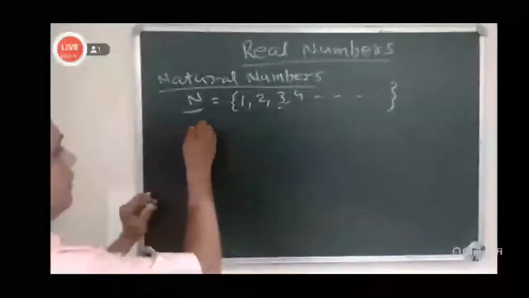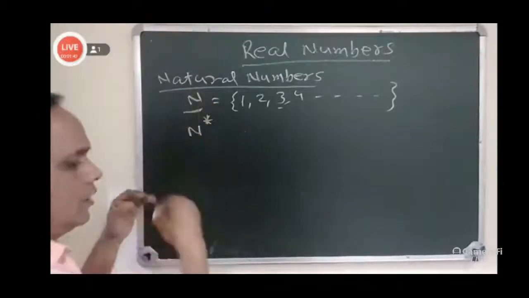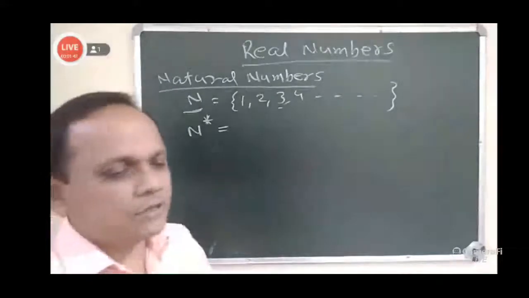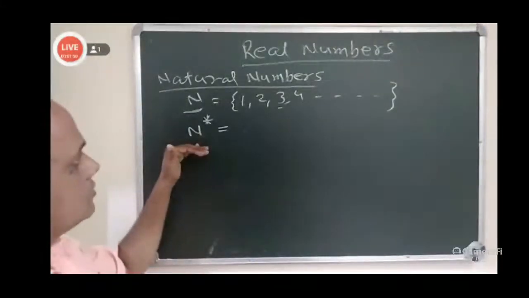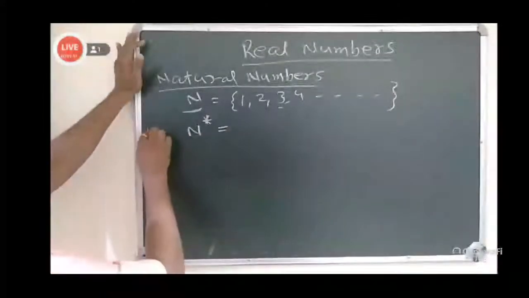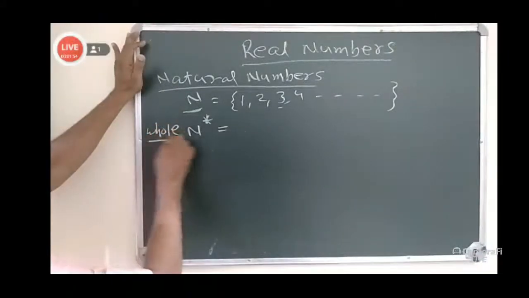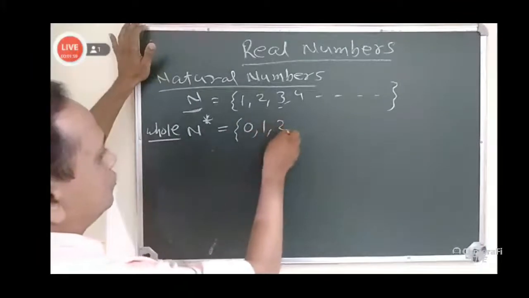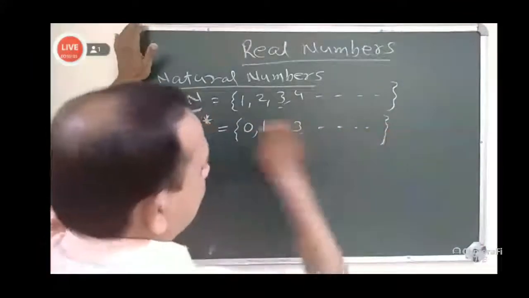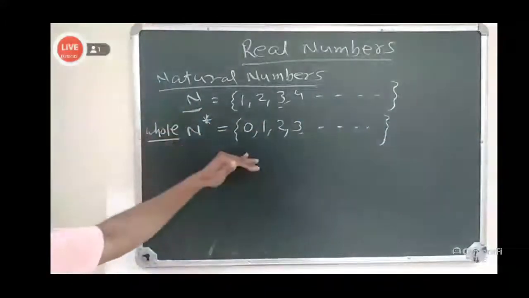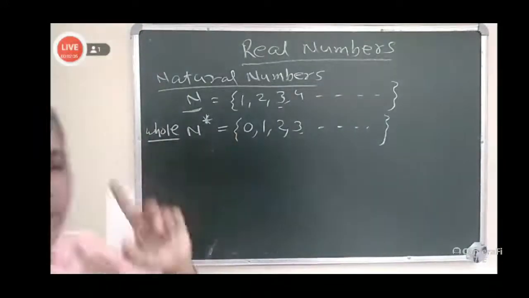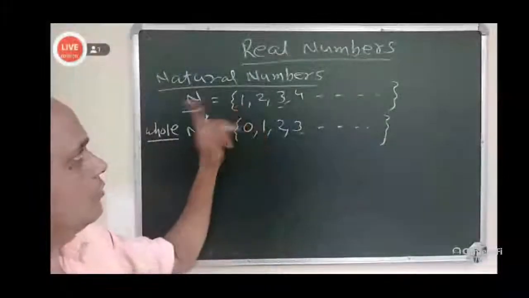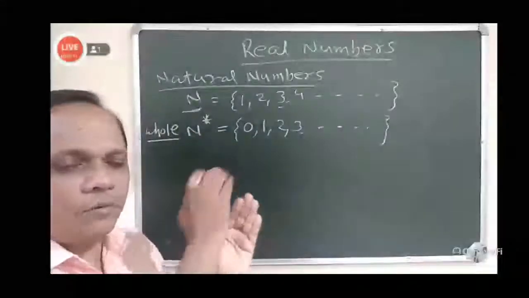Whole numbers have many symbols, many authors use different symbols. So that is called the whole numbers. First is natural numbers, then second is whole numbers. Whole numbers start with 0, 1, 2, 3 and so on. Which is the lowest whole number? That is 0. But the lowest natural number is 1. That is the difference between whole numbers and natural numbers.